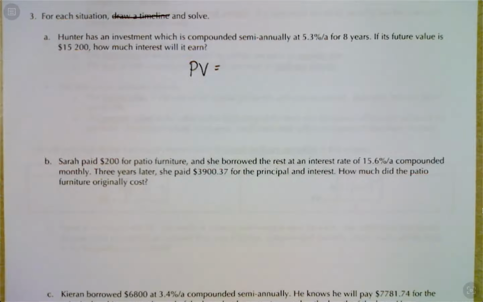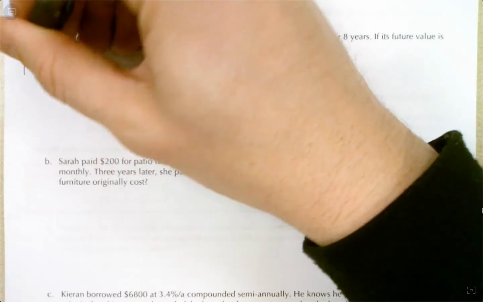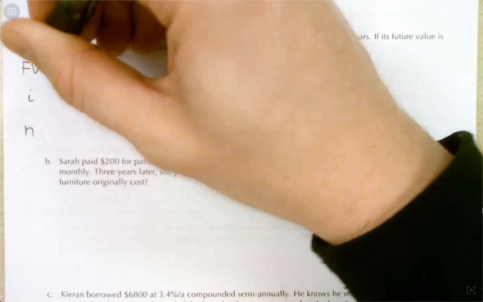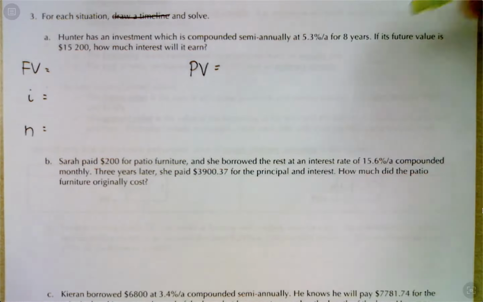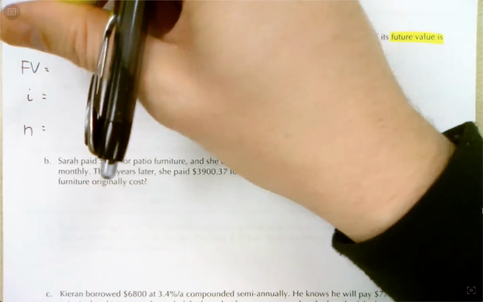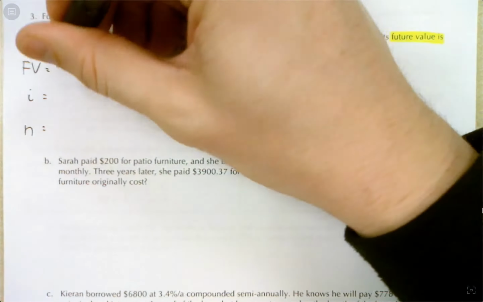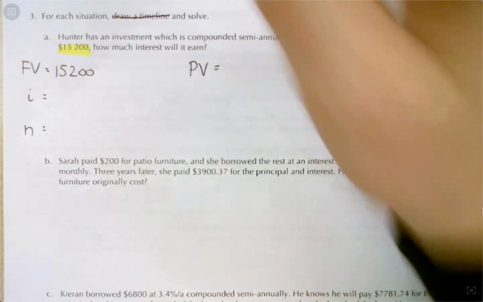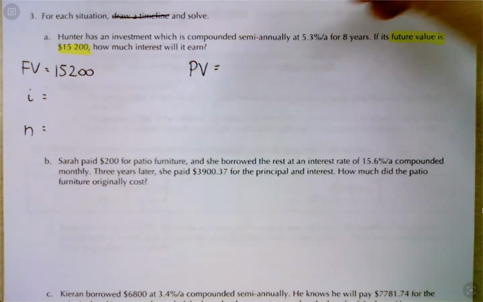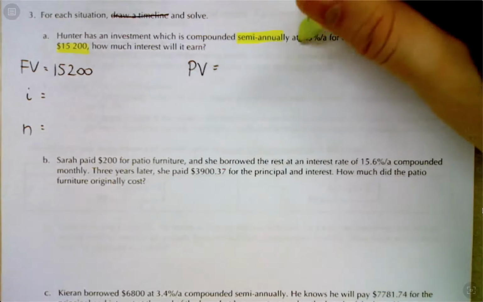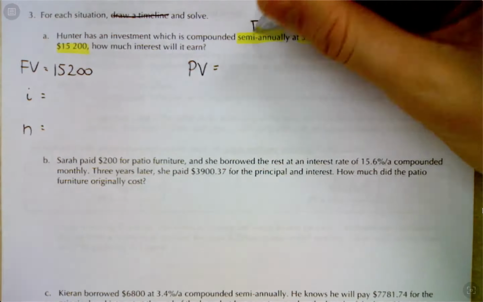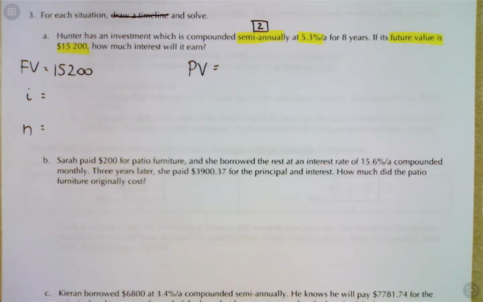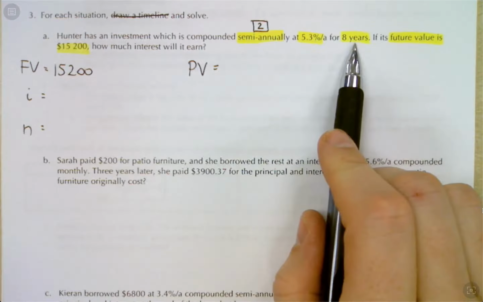So in order to find PV, we need to know the future value, I and N. So I'm going to go through and we'll highlight one at a time. The future value just explicitly says future value is $15,200. For I, we have semi-annual 5.3%. Semi-annual means 2 times per year, so 2 is going to be our magic number, and the number of years is 8. So let's do N first because it's a pretty quick calculation.